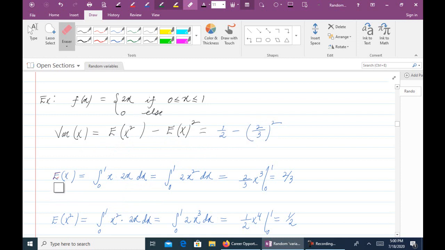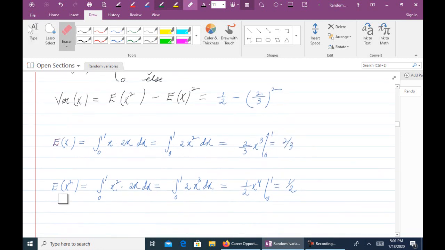Now what is the expected value of x? Well, that's the integral from 0 to 1 of x times the PDF. The PDF is 2x dx. Now by definition we should be going from negative infinity to positive infinity, but we're going from 0 to 1 because the PDF is 0 outside of this range. And then we get the integral from 0 to 1 of 2x squared dx, and that's equal to 2/3.